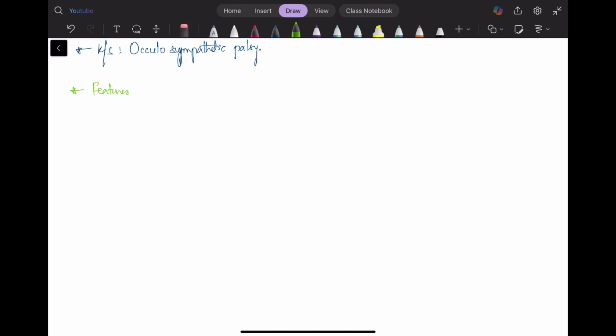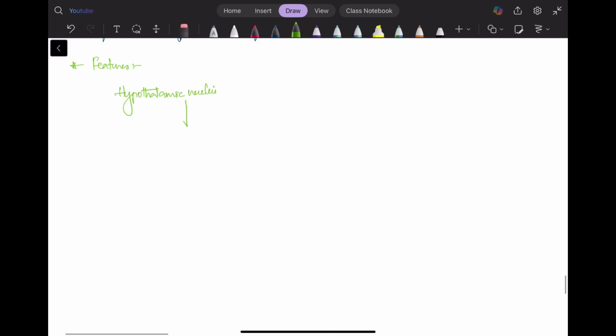Features. What happens? Hypothalamic nucleus. Make this pathway so that you won't get confused about it. Even this is important for first years, like in your anatomy. C8 to T1 junction. Then it passes between the clavicle and tip of lung.